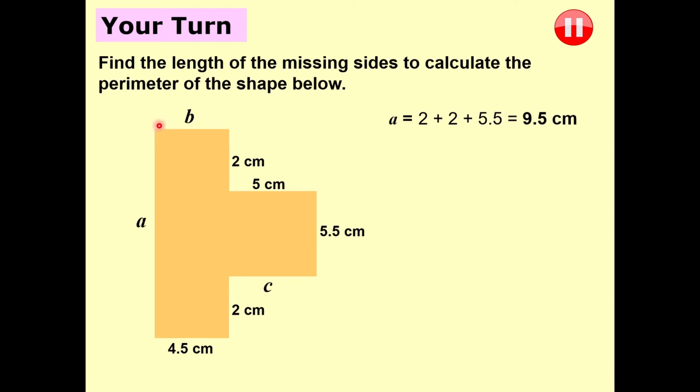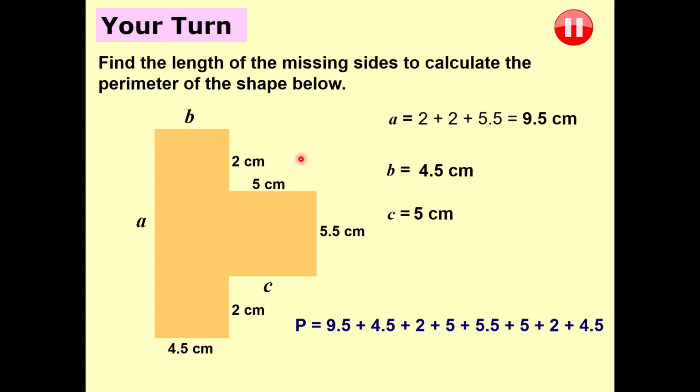And then to find B, that one's pretty straightforward. That's the same as 4.5 down the bottom. And then C, again, a straightforward one. That's going to be the same as the length above it, 5 centimeters. Then we just need to go ahead and add them all together all the way around the outside, making sure you've got every length, and you should have 38 centimeters. So really well done if you got that correct.